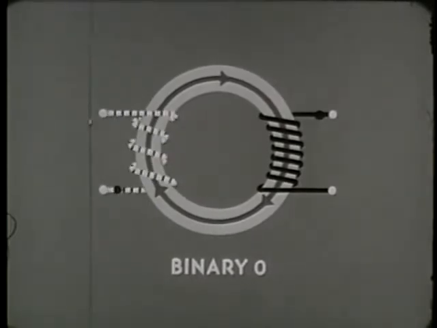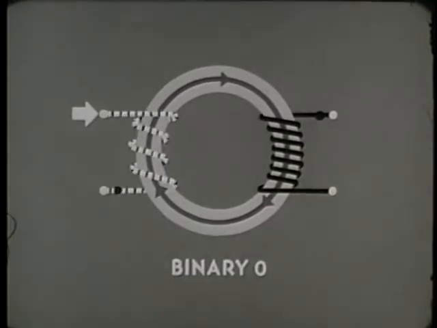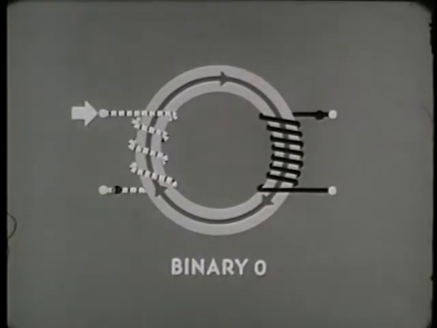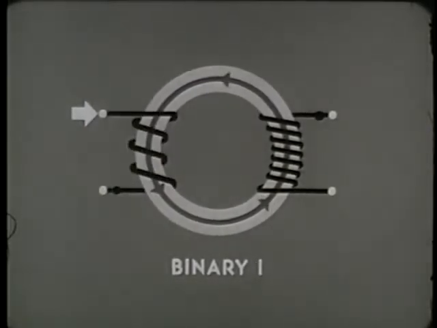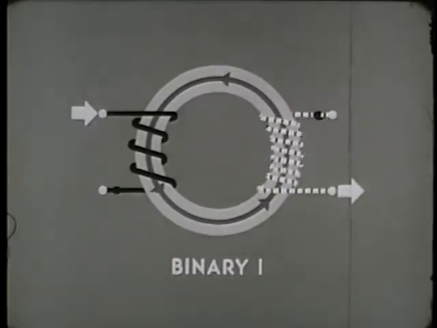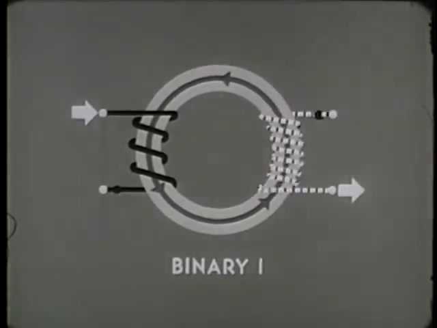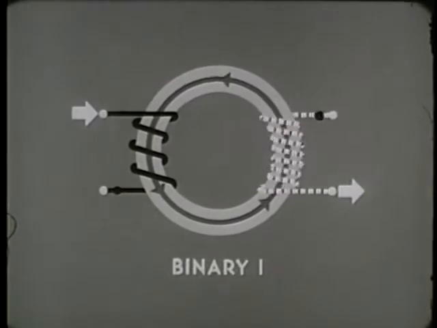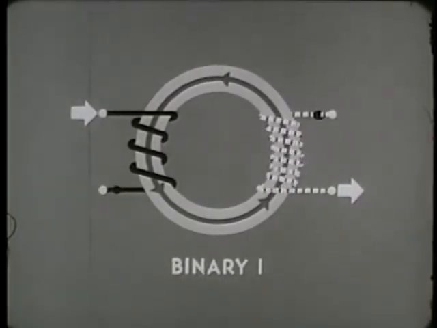However, if we send current in the opposite way, into the non-dot side of the input winding, the direction of flux in the core is reversed, switching it to binary 1, and produces a current that flows out of the non-dot side of the output winding. To repeat, a non-dot current input results in a non-dot current output.